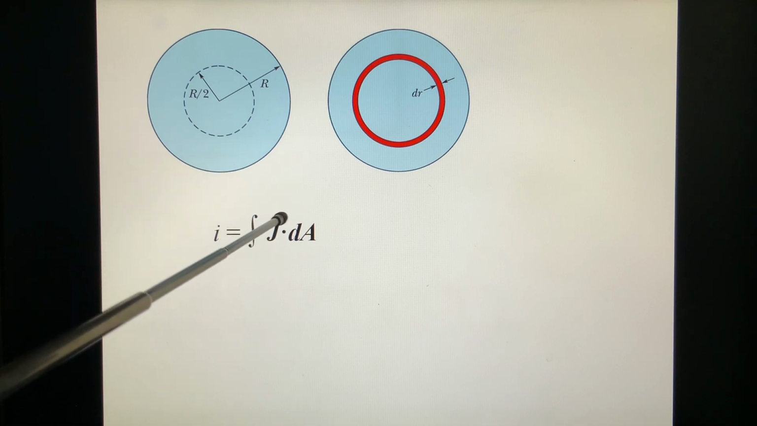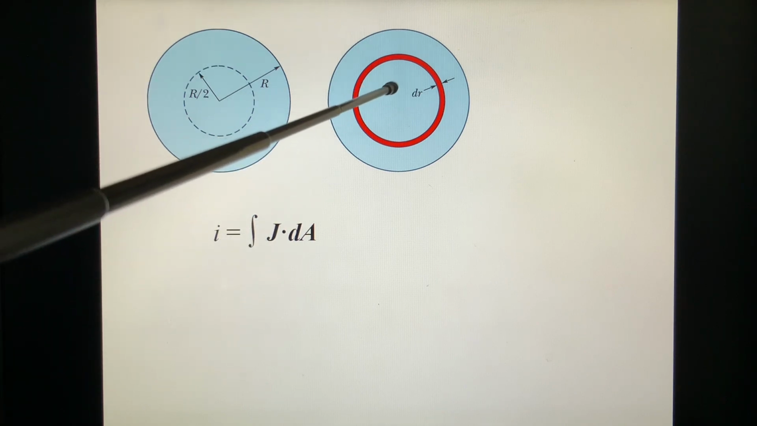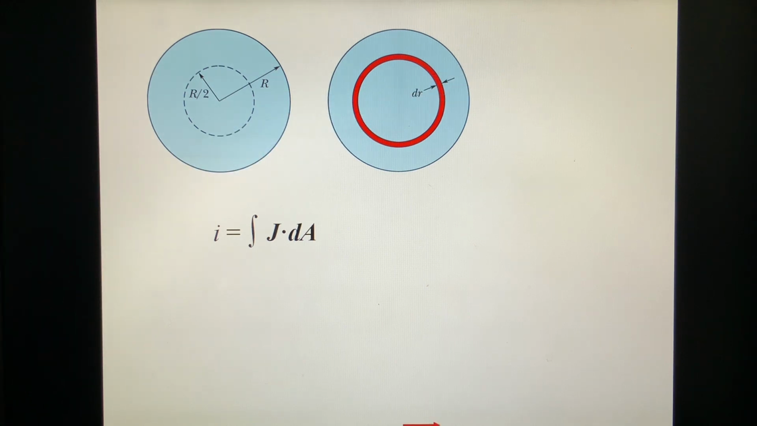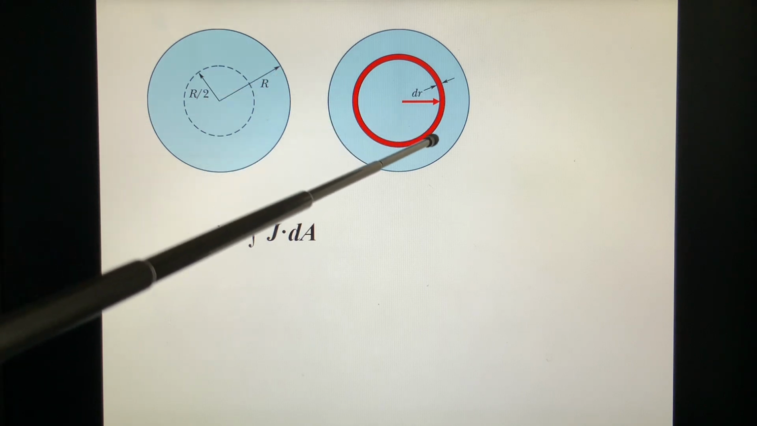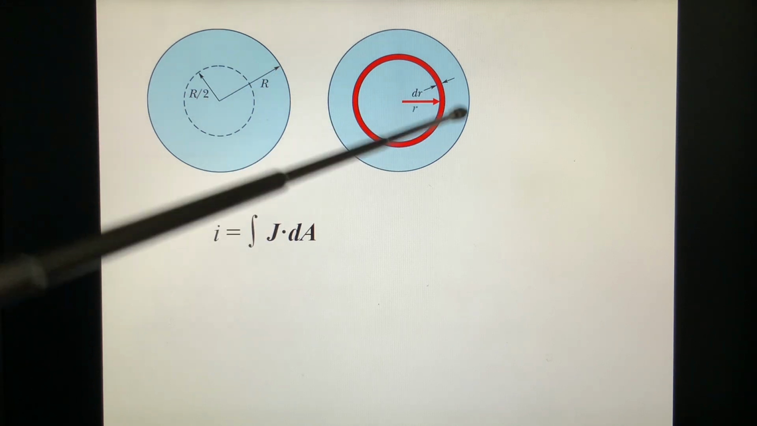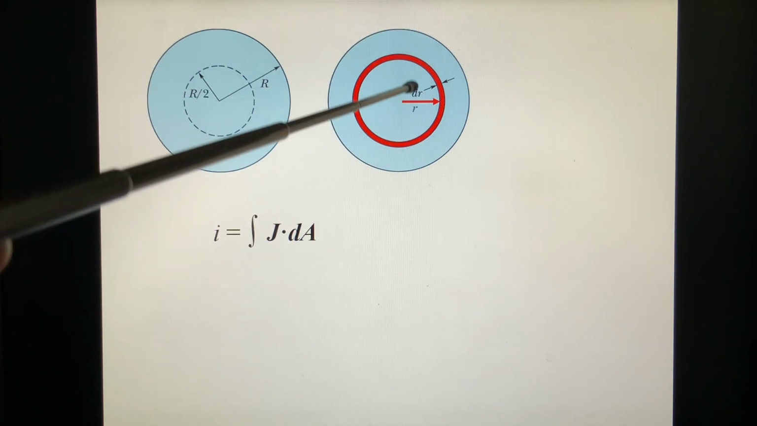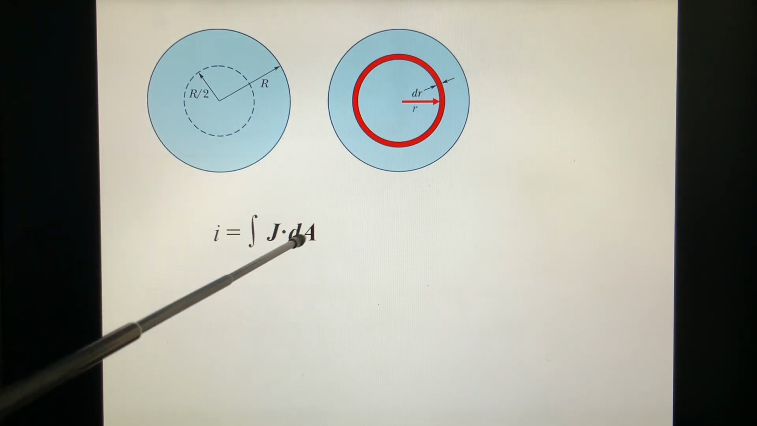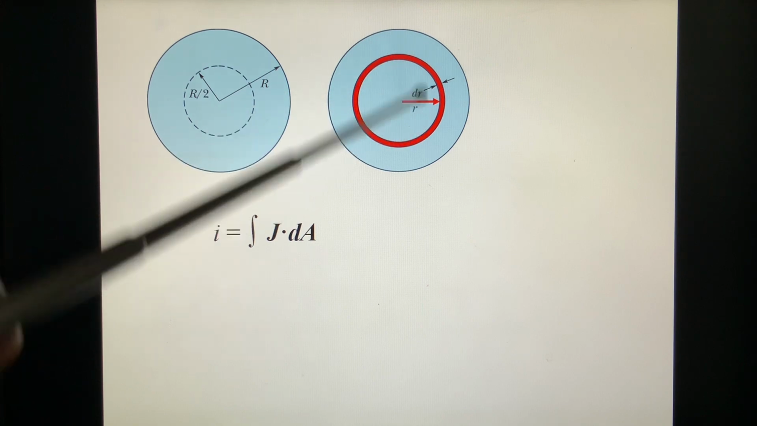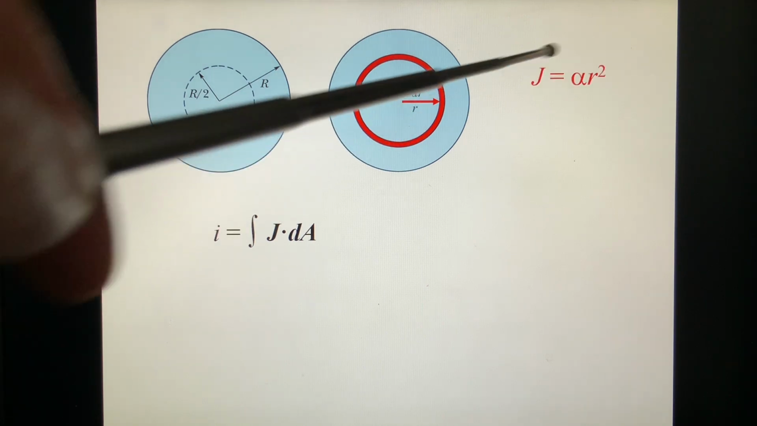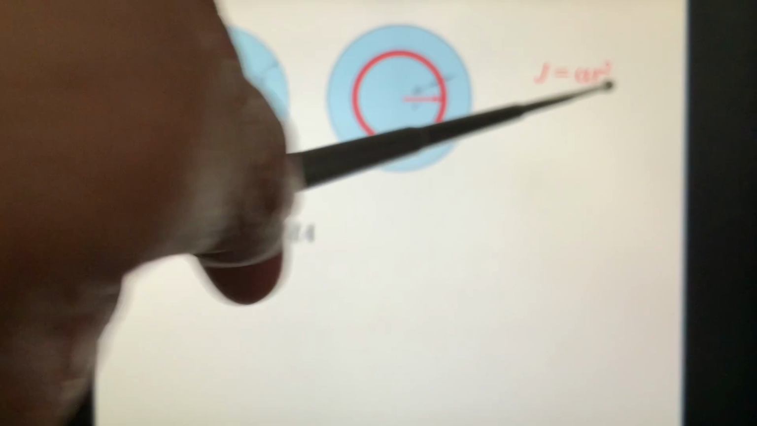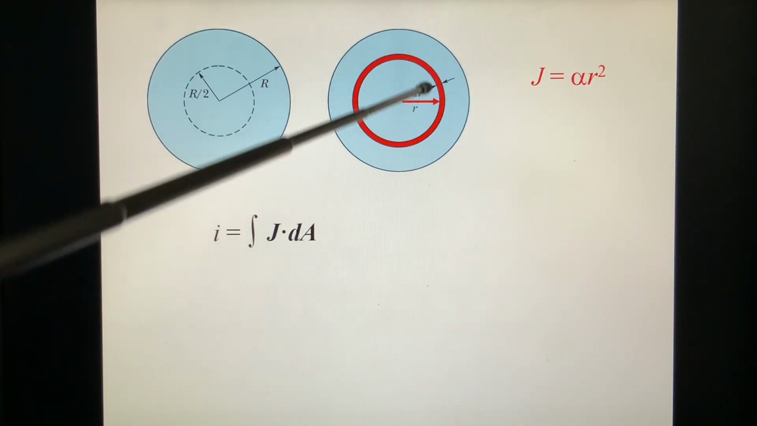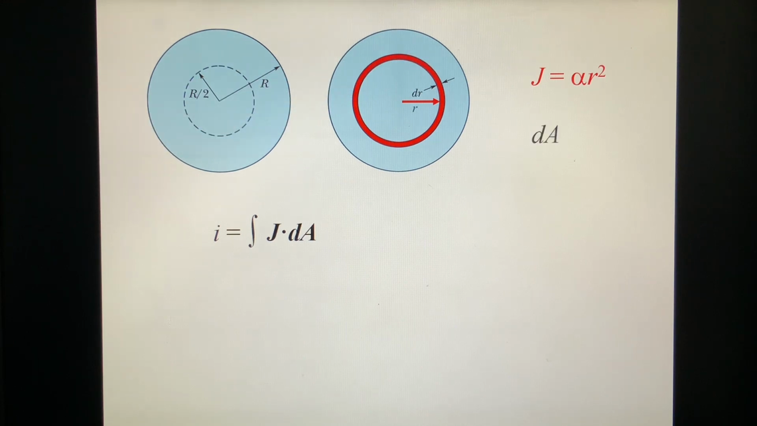Same R, same J. So we check out a ring. The thickness of the ring is dr, very thin. The radius is R. In this ring, because they have the same R, the J is the same. So we can use J dot dA as J times dA. J is alpha R squared, and the area dA is 2 pi R multiplied by dr.